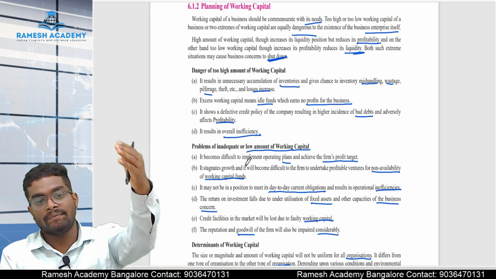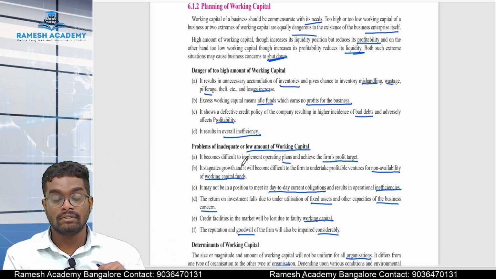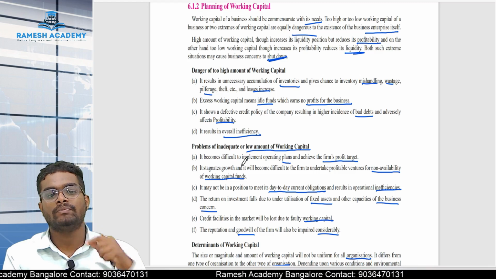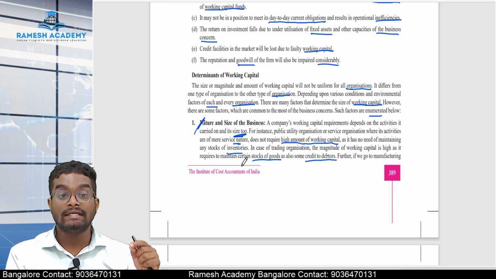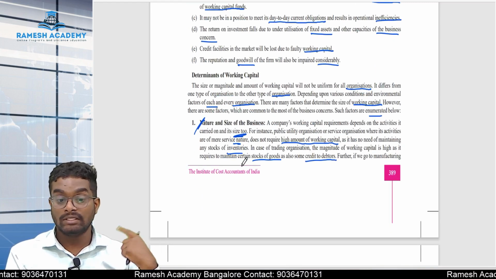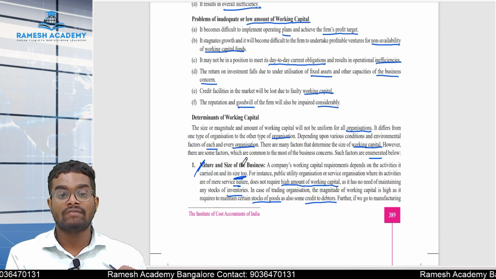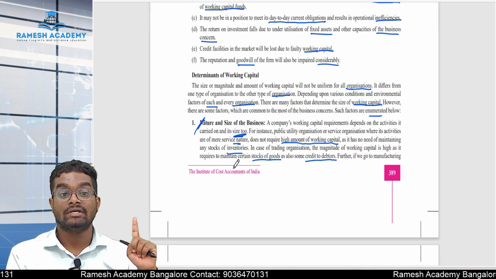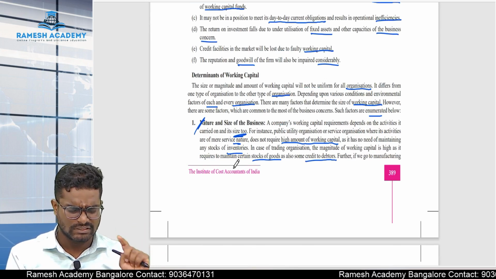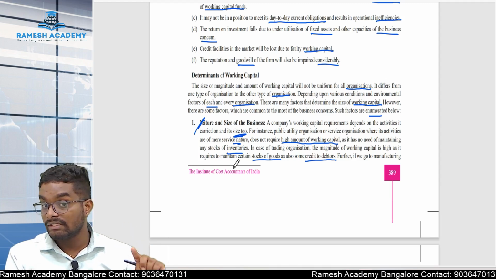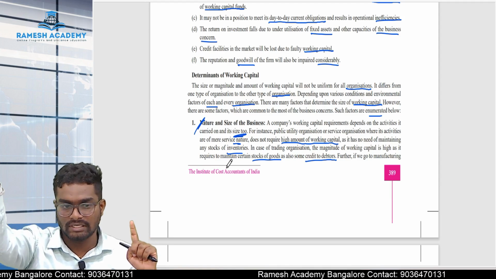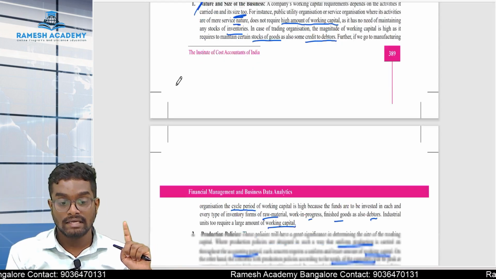Next, planning of working capital. Here we should not maintain high working capital, and we should not maintain low working capital either. It should be in between these two, based on the requirement. What are the factors affecting working capital? We have to plan, but based on what factors? First is the nature and size. Depending upon the size and nature of business, you have to decide. If it is a manufacturing concern, more working capital. If it is the service sector, less working capital. If the size is big, more working capital. If the size is small, less working capital.